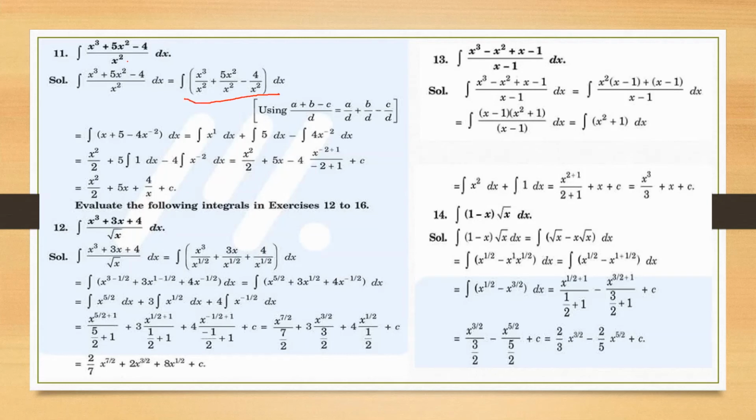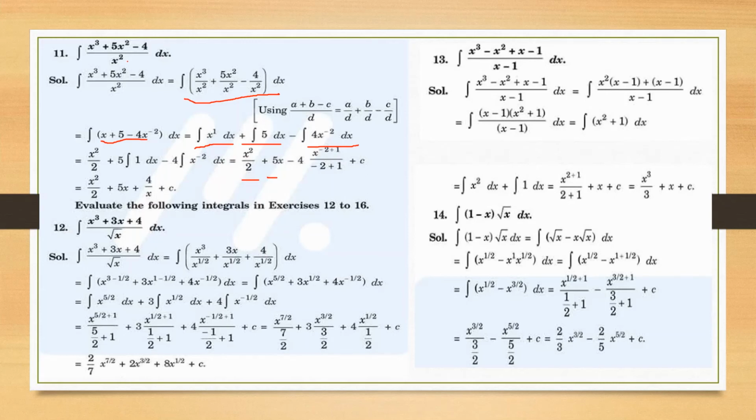So if the power is more than 1, then it's better to take the variable power to the numerator. So it becomes x raised to power 1 plus 5 dx minus 4x minus 2. So it becomes x square by 2. This is 5 into 1 dx is 5x, and here you will use the power rule, so it is minus 4 x raised to power minus 2 plus 1 upon minus 2 plus 1 plus c. So it is like this. This is the required answer.